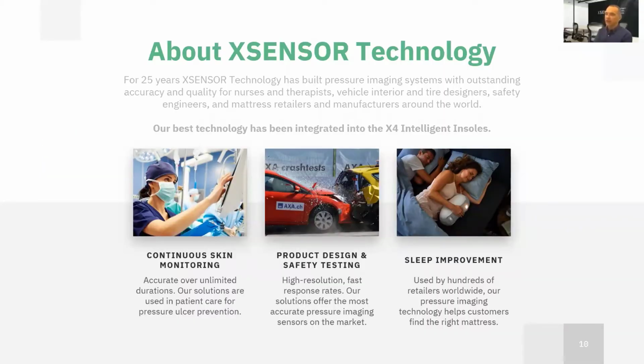A little bit about XSENSOR technology. For 25 years now, XSENSOR Technologies has been building pressure imaging systems with a focus on outstanding accuracy and quality for clinical applications, nurses and therapists trying to prevent pressure injuries in their patients, for vehicle interior and tire designers, as well as safety engineers, and finally in mattress retail for mattress designers and retailers around the world to help their customers get better quality sleep. And of course, all these technologies have been integrated in our latest product, XSENSOR's X4 Intelligent Insoles.